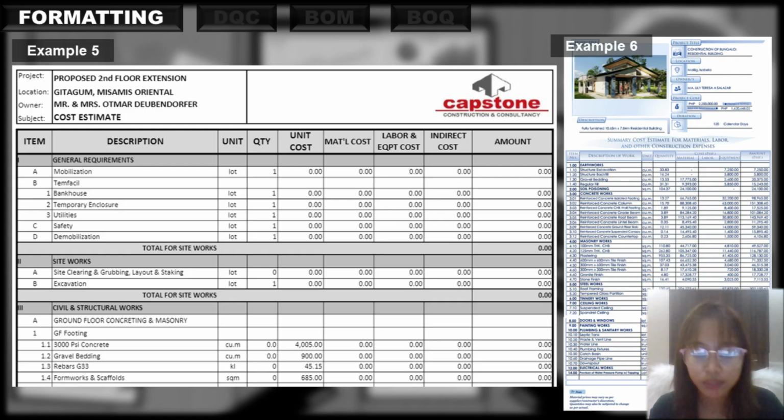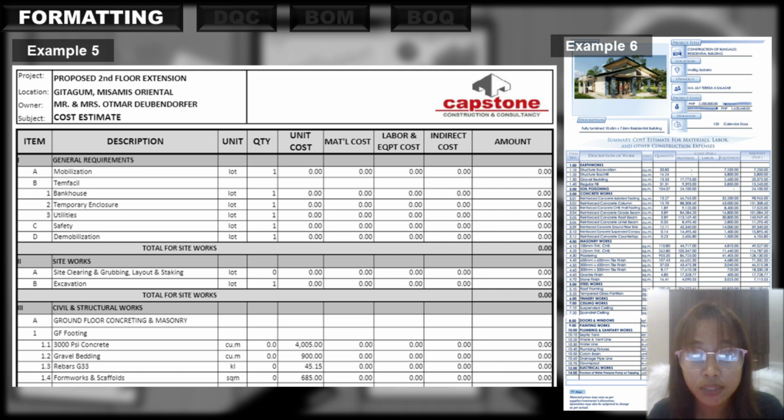Examples 5 and 6 show us different formats of BOQ but with the same concept, presenting the total material cost, labor cost, and indirect cost. Now, to start with your own DQC format, we can use the examples as a basis.